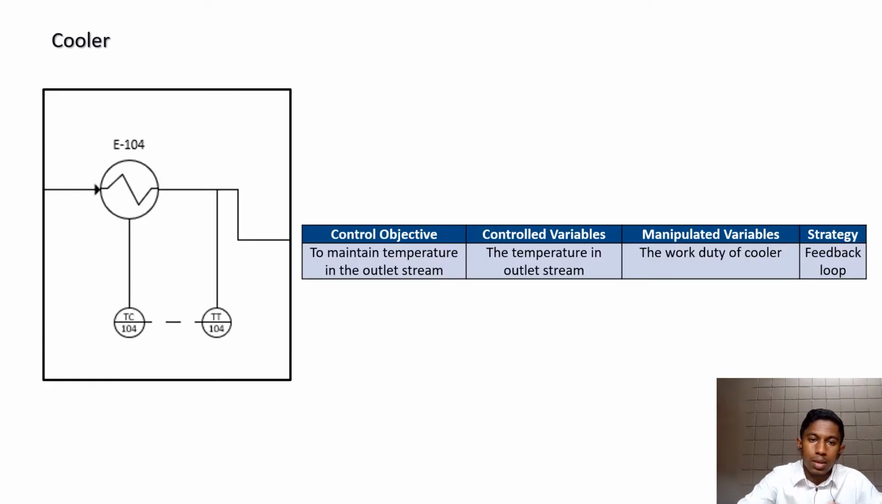Now for the coolers in our project, the control objective was to maintain the temperature of the outlet stream. So the control variable was the temperature in the outlet stream. The manipulated variable was the duty of the cooler, and the strategy was a feedback loop.